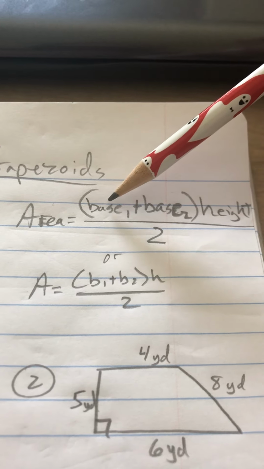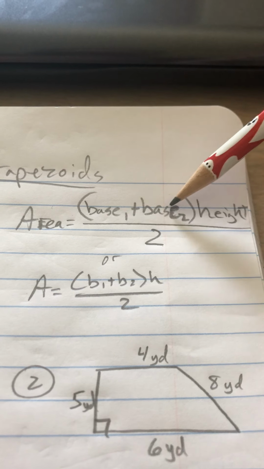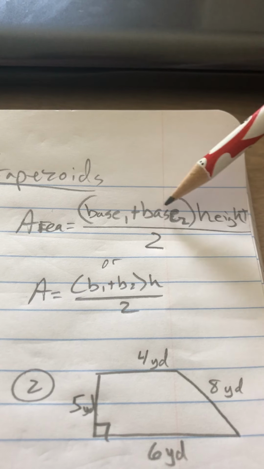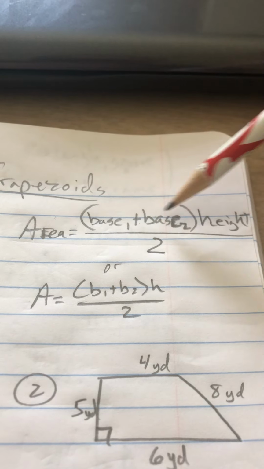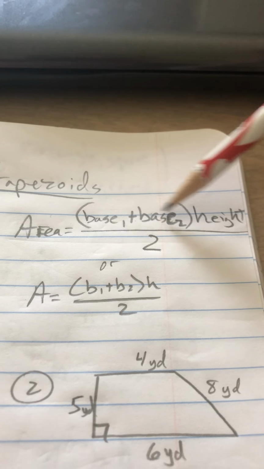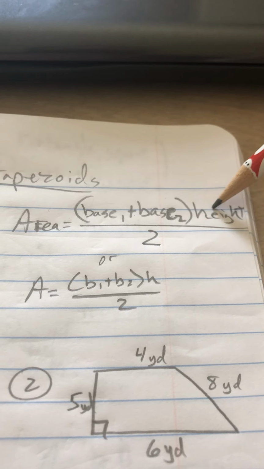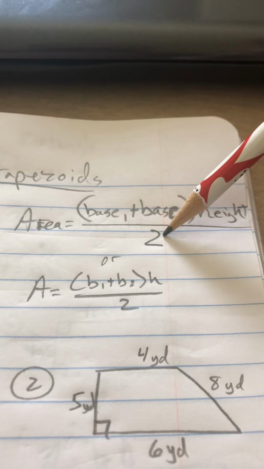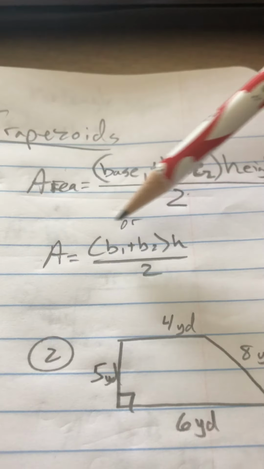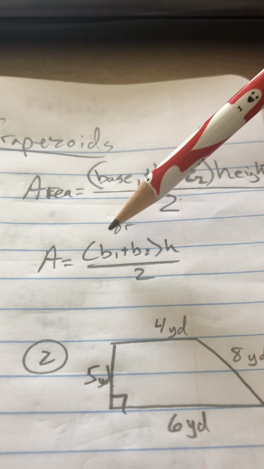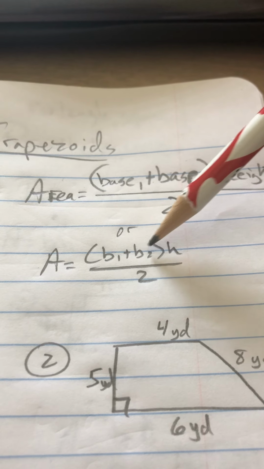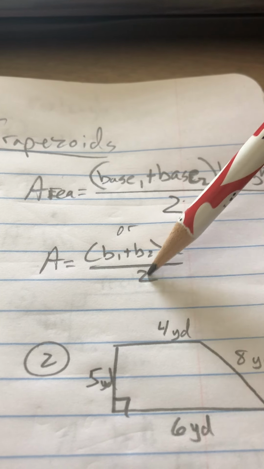Area is equal to, you add up the bases first. So order of operations, do the parentheses first: base 1 plus base 2. And whatever you get there, multiply it with the actual height, and then divide by 2. Or you'll see this formula: base 1 plus base 2 times the height divided by 2.